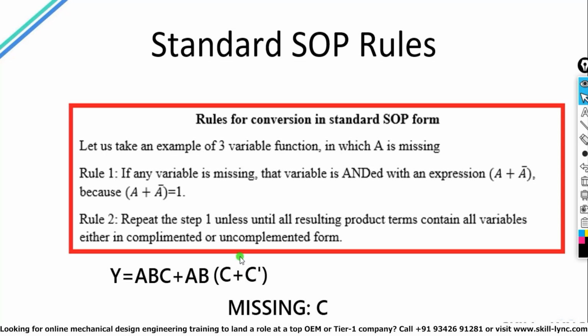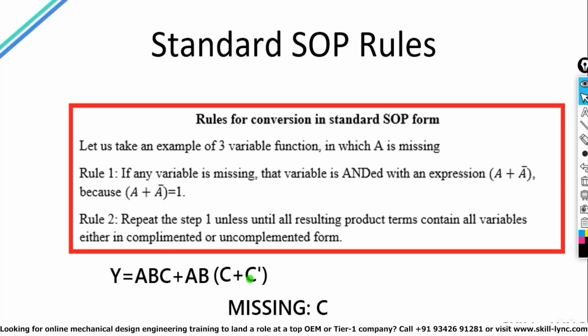So what you will do, you will identify which variable is missing. We have verified that C is missing. Now I will multiply this term with C plus C bar. Why am I doing so? Because C plus C bar is 1, and AB into 1 is AB. But my smartness is that I want to include C in this function. So the function will become y equal to ABC plus ABC plus ABC bar.